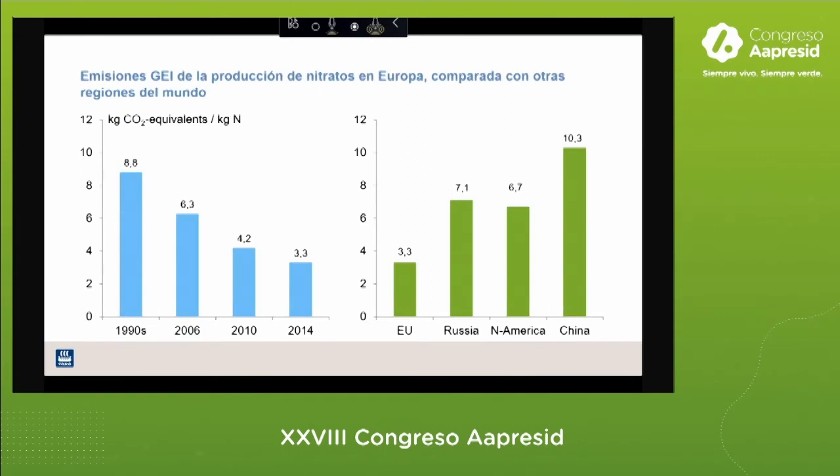What does it mean in terms of the carbon footprint of the different fertilizers? And here we look at nitrates, and you can see on the left-hand side that the footprint, the greenhouse gas emissions per kilogram of nitrogen have been reduced from almost 9 kilograms to 3.3 kilograms on average in Europe. That means a huge improvement. And on the right-hand side, you can see that if we compare this with today's footprints of nitrates in other regions, like in Russia, North America, or China, that the European, and that means also the YARA production, has a much lower footprint thanks to these improvements.